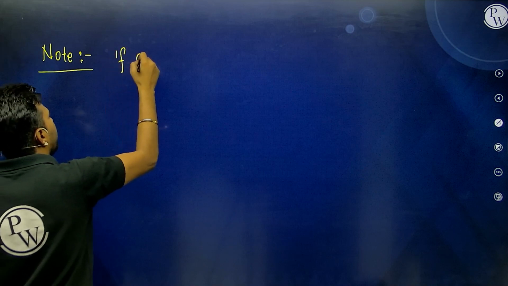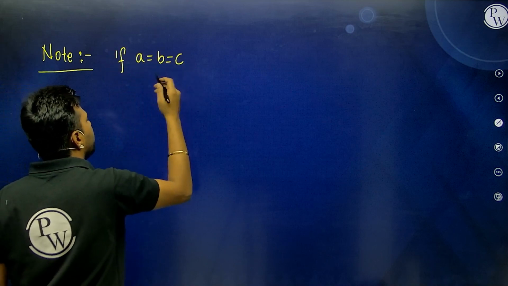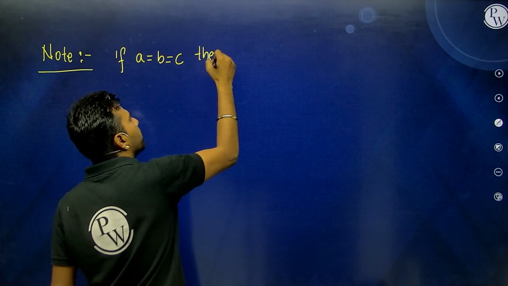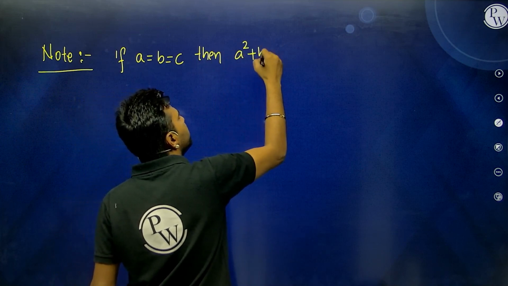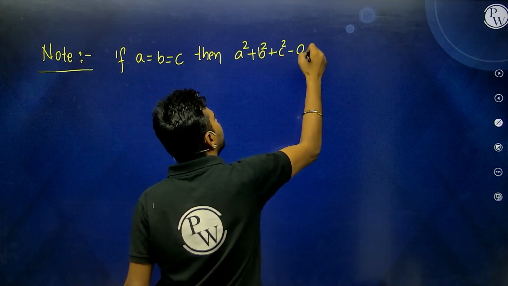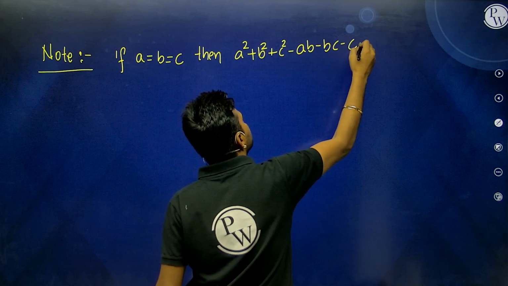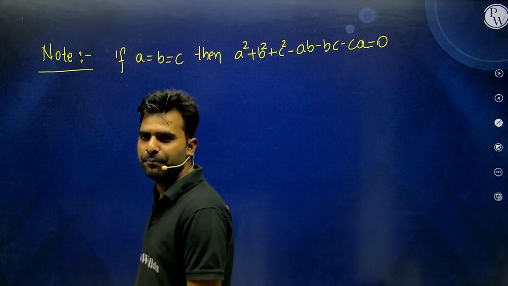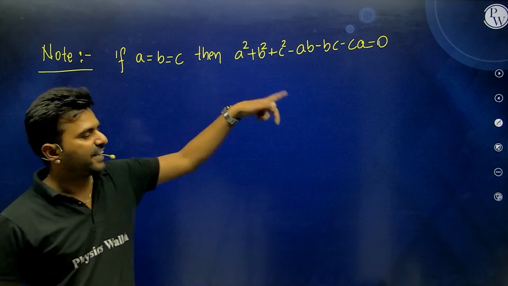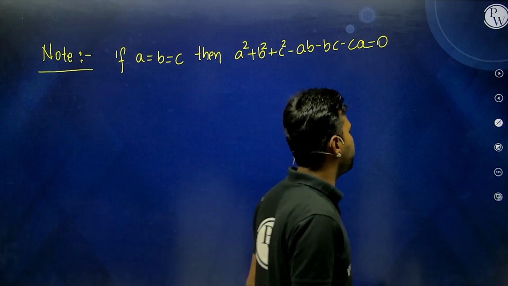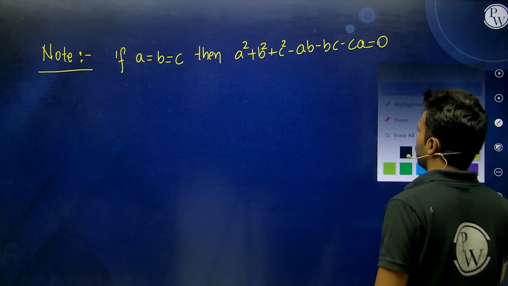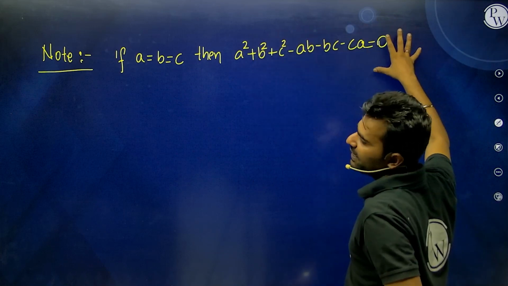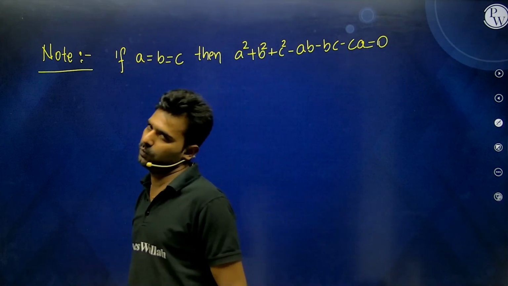If a, b and c are equal, then a square plus b square plus c square minus ab minus bc minus ca is equal to 0. If a, b and c are all equal, then a square plus b square plus c square minus ab minus bc minus ca is equal to 0 only. Or if this thing is happening, then we can say that a, b and c should be equal.